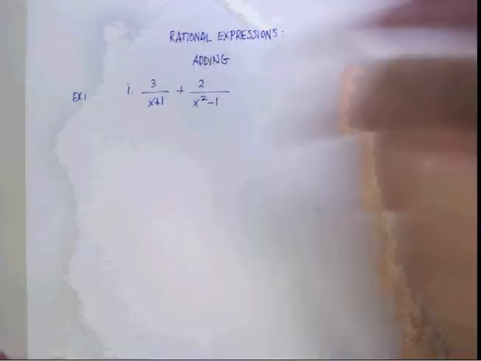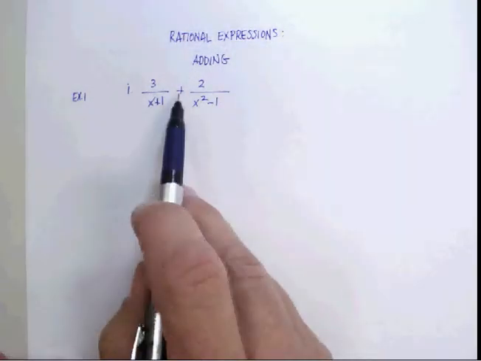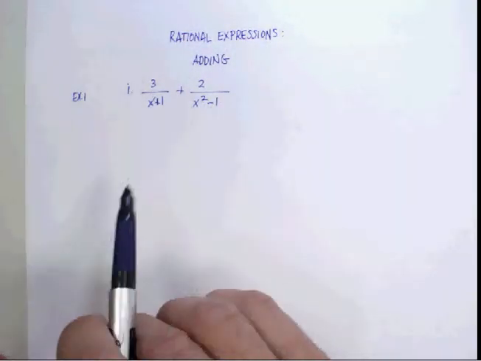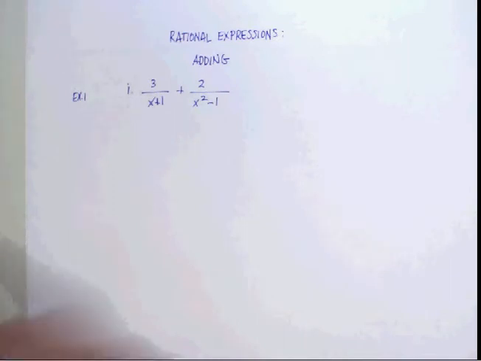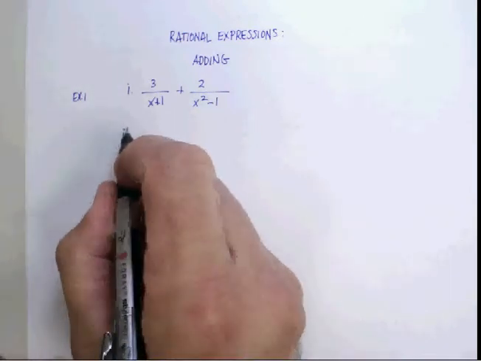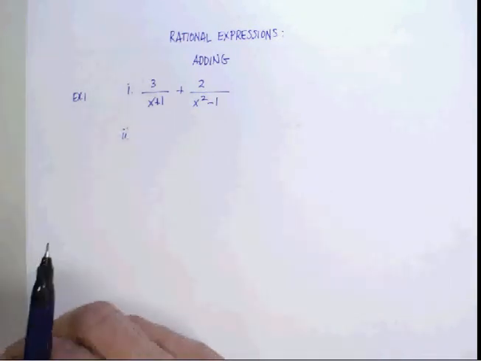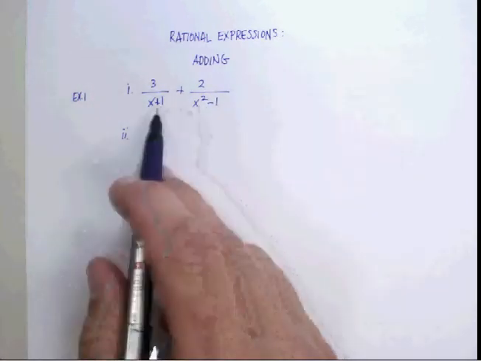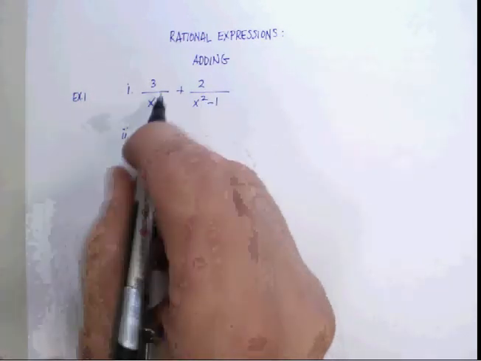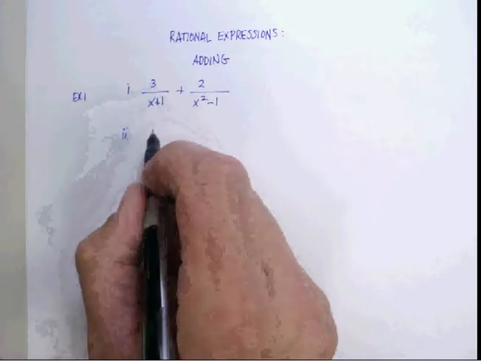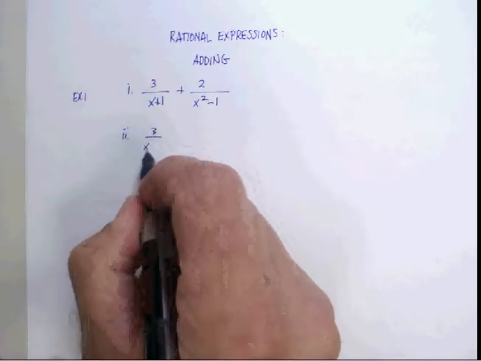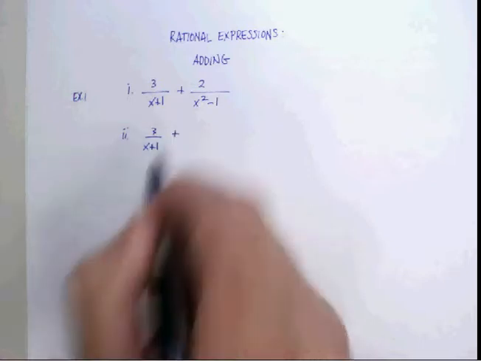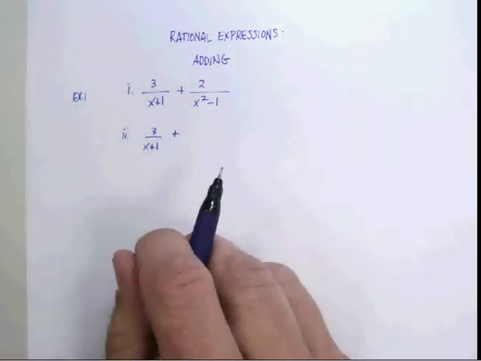So here's an example. 3 over x plus 1 plus 2 over x squared minus 1. Now if this were a fraction, you'd want to get the common denominator, wouldn't you? So the first thing you would need to do to figure that out would be to factor each one of the two denominators. Now if I notice this first expression, 3 over x plus 1 is pretty much already in simplest terms, so I don't have to worry about factoring anything there.